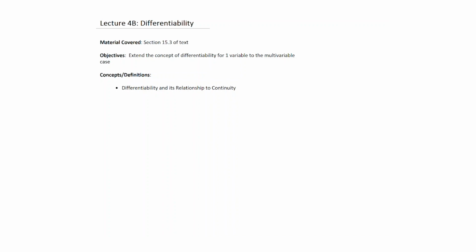but I've also included additional material which is not in the textbook. The objectives of this teaching module or lecture are to extend the concept of differentiability for one variable to the multivariable case. The concepts are differentiability and its relationship to continuity.